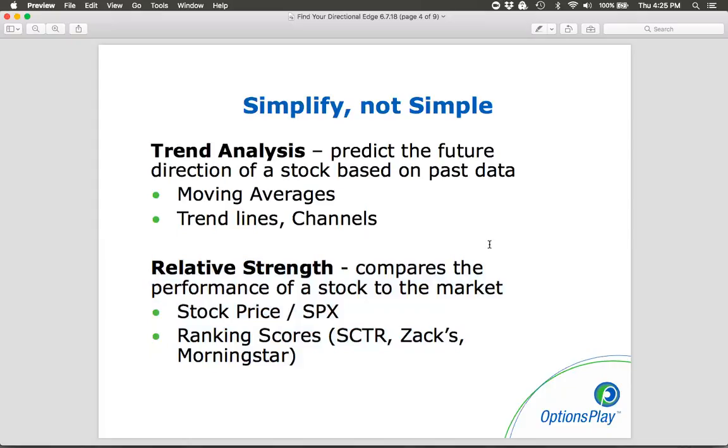So it's one thing to understand what is the benefit of trend analysis. Another thing to understand is what is the benefit of relative strength. However, like I said, there are many different ways to analyze the trend. You can look at moving averages, then you can look at different moving averages, and you can also have different interpretations of the same moving average. So how do you actually gain consistency from all of this?